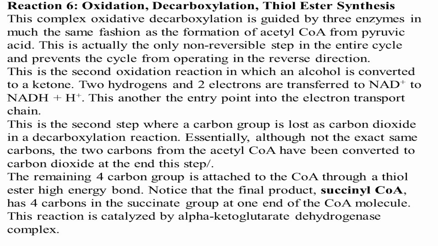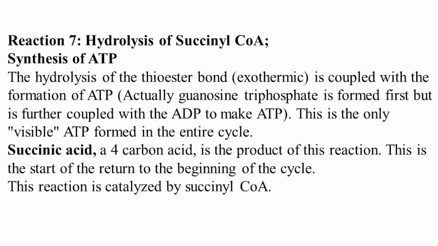The remaining 4-carbon group is attached to the coenzyme A through a thiol ester high energy bond. The final product, succinyl coenzyme A, has 4 carbons in a succinate group at one end of the coenzyme A molecule. This reaction is catalyzed by alpha ketoglutarate dehydrogenase complex. Next step is the hydrolysis of succinyl coenzyme A. The hydrolysis of the thioester bond is coupled with the formation of ATP. This is the only direct ATP formed in the entire cycle.